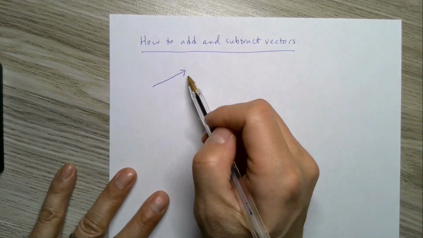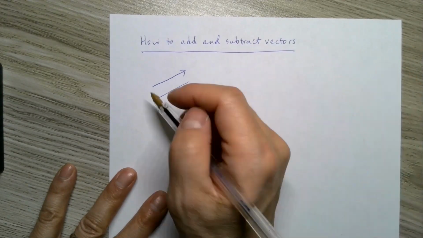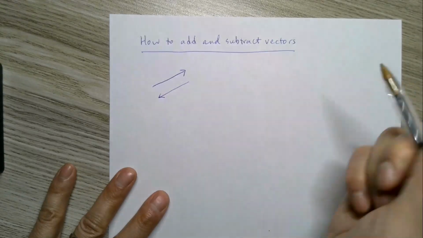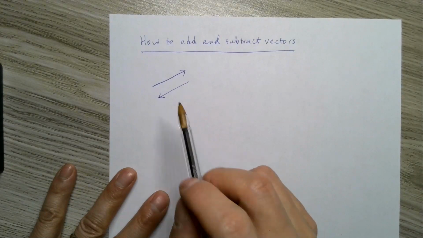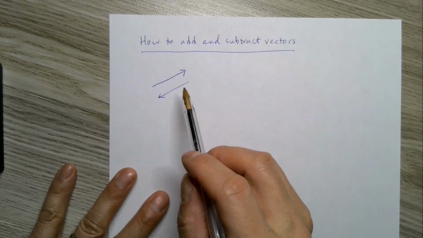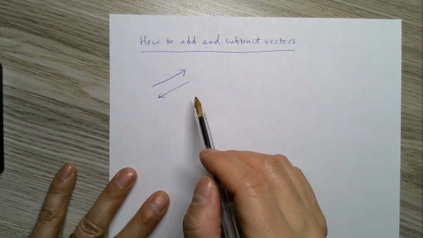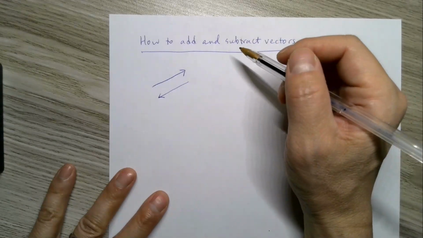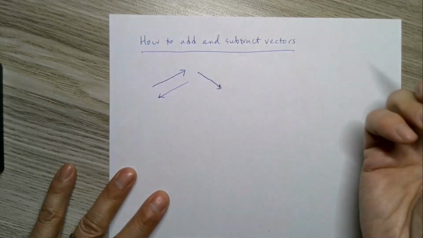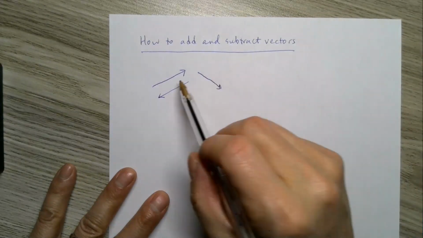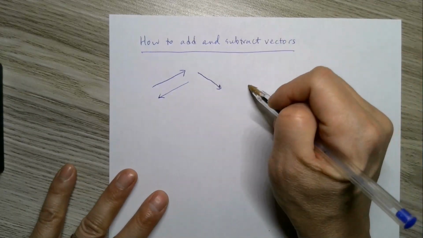So this vector here may be the same length as this line segment, but these two vectors are not equal to each other. They are different. They may have the same length, they may even have the same slope, but because they go in different directions, they are different. This is also different from this vector, again, because they have different direction, even though they have the same length.